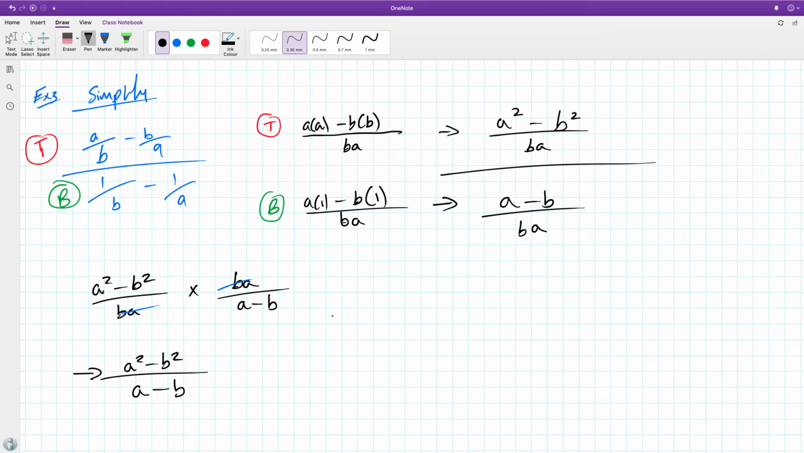Exactly. What type of factorizing is that, Steve, from last week? What's the name of the key? Do you remember? Difference of two squares. Difference of two squares.